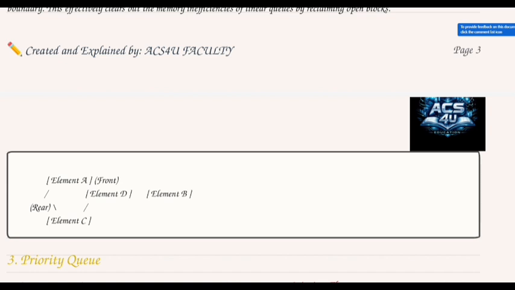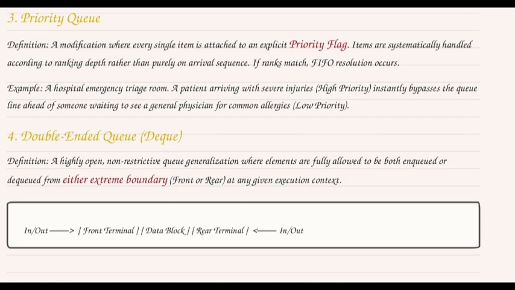Next comes the priority queue. In simple terms, whoever has the high priority will complete their work first, and whoever has low priority will have their work completed last. See the definition: it is a modification where every single item is attached to an explicit priority flag. Items are systematically handled according to ranking depth rather than purely on arrival sequence. If ranks match, FIFO resolution occurs. Example, like we said before, the hospital emergency triage room: the patient with high priority goes first, and the patient with low priority after that.